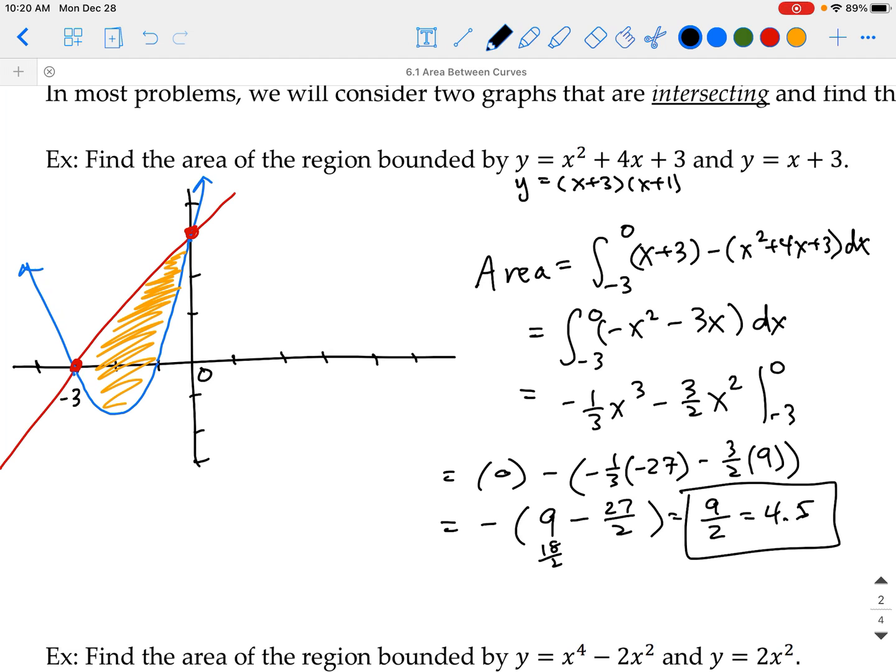Something you can also do if you're a little bit unsure about your graph or the accuracy of your graph is if you want to find the intersection points, then you can simply set the equations equal to each other also. So we'll set the line equal to the quadratic, subtract everything over.